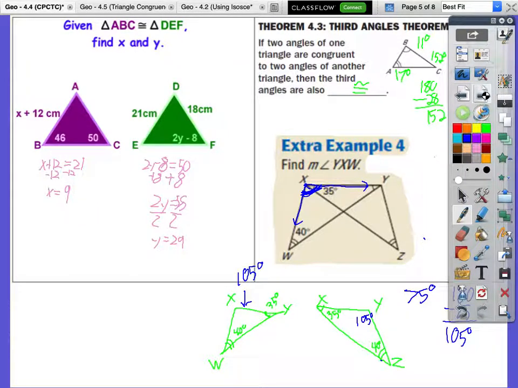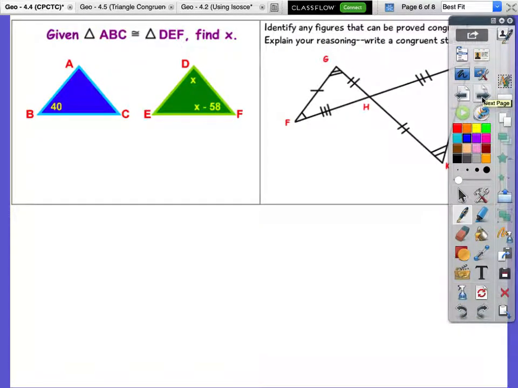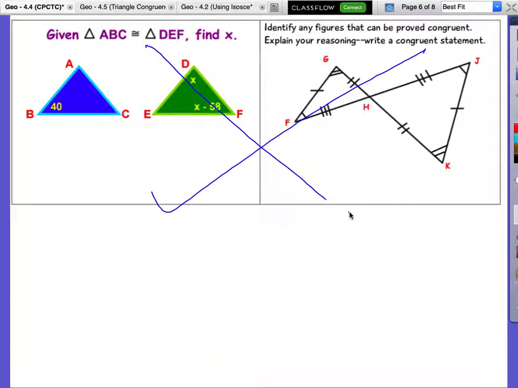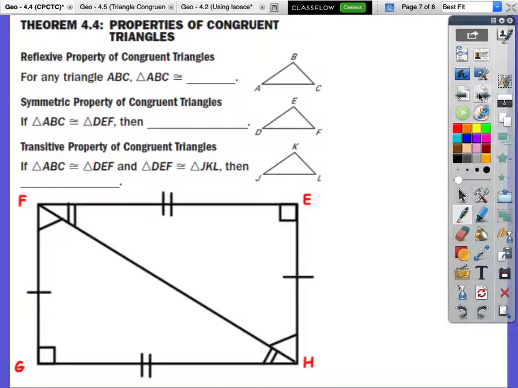Oh, Matthew McConaughey. Hey. Okay, we're gonna skip these two examples. Oh goodness, thank you. Cross those out. So we're going to theorem 4.4.